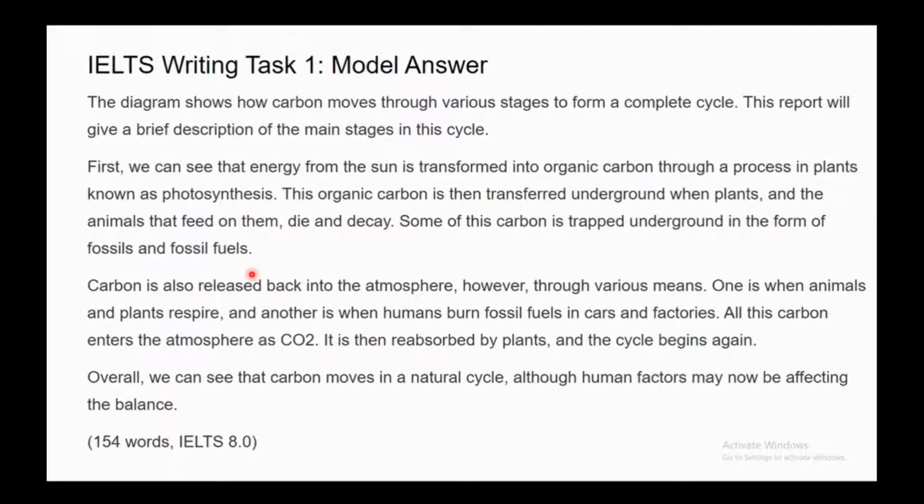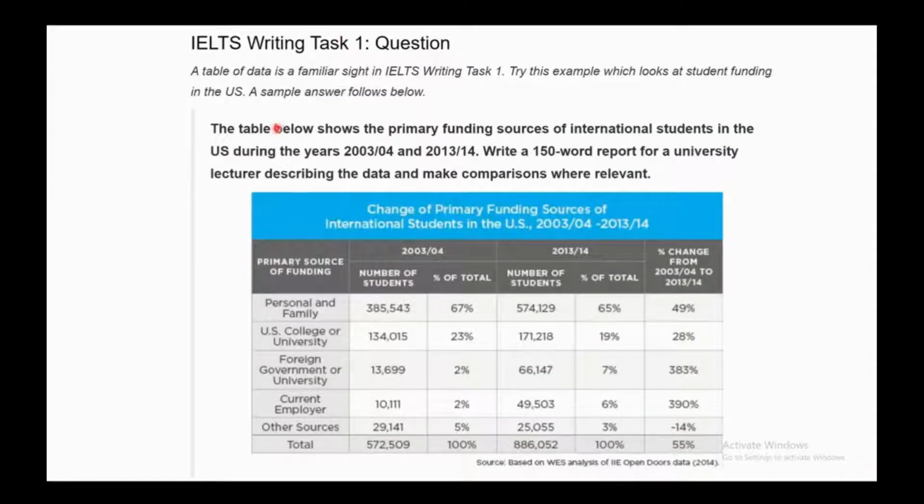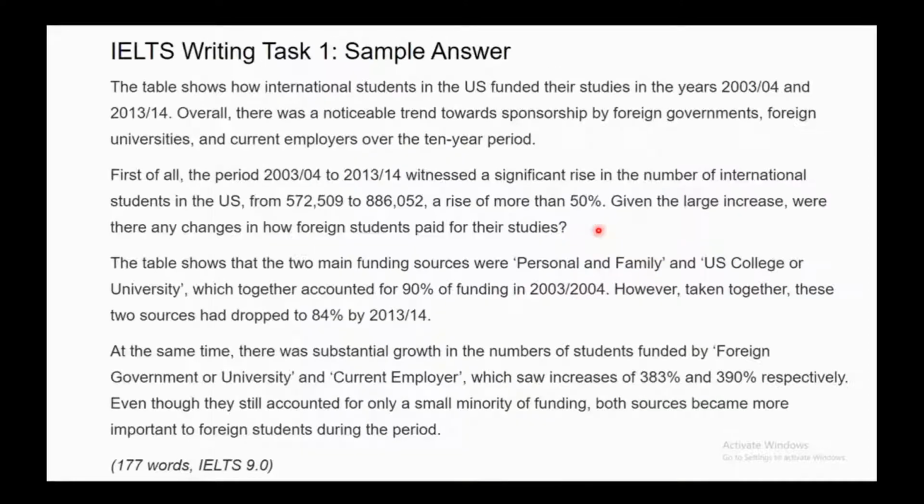I'm showing you more examples. Again, if you are given a table in task 1, you have to understand this table, read these instructions about this table and write 150 words. Summarize or explain this table in 150 words. How are you going to do it? Here is the model answer, a simple answer. Amazing, this answer has got 9 bands. If you can write similar to this, it will be good.